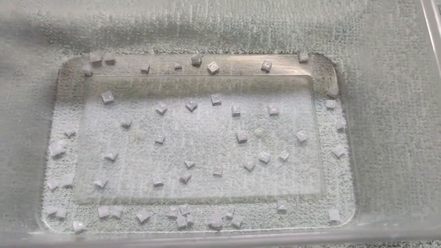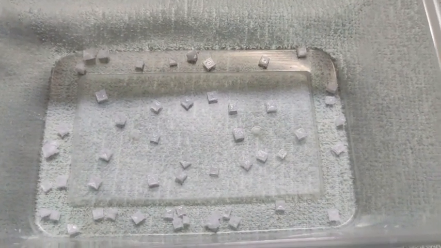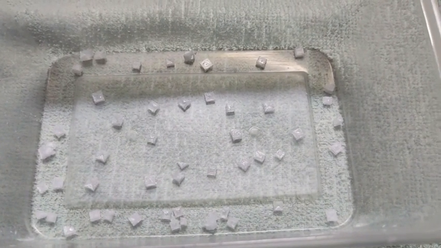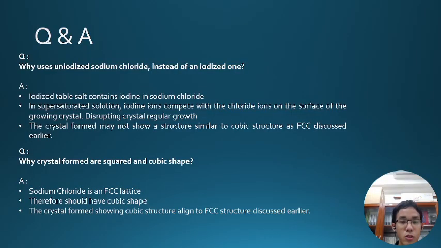So this is the salt crystal I have obtained after leaving the solution for a day, and you can see most of them are cubic and some have very weird shapes. We will discuss the characteristics of the salt crystal in the slide afterwards. Now that we have produced the sodium chloride crystal, we will start to question the result we have obtained.